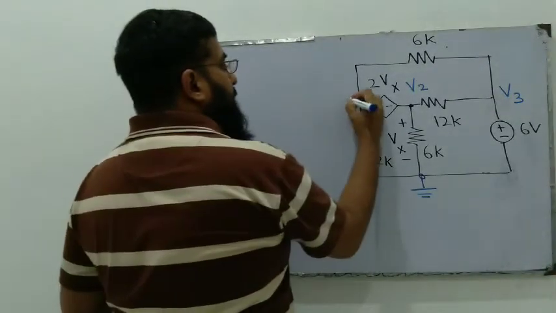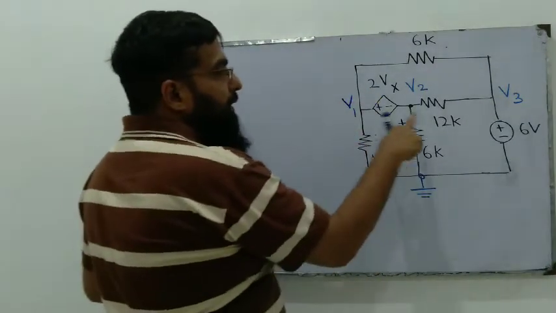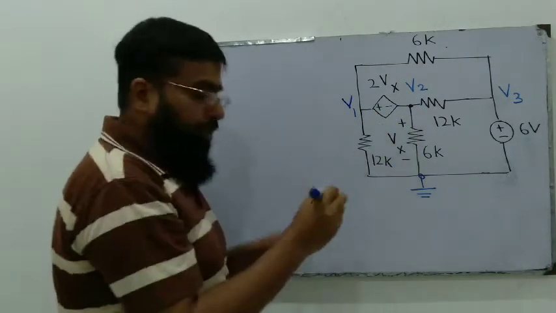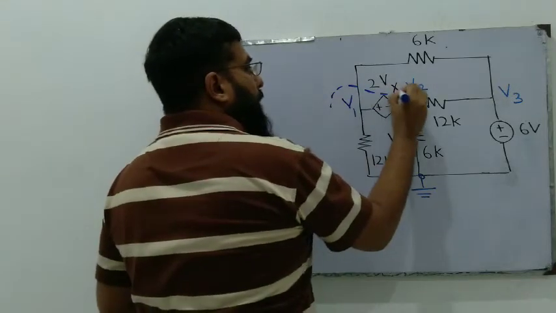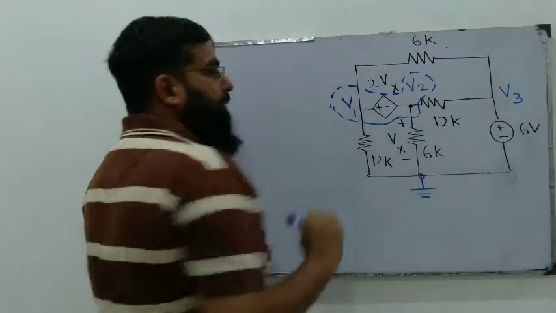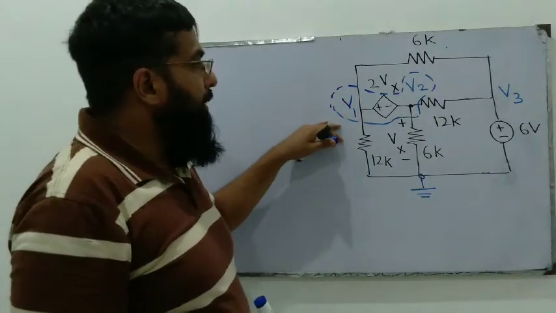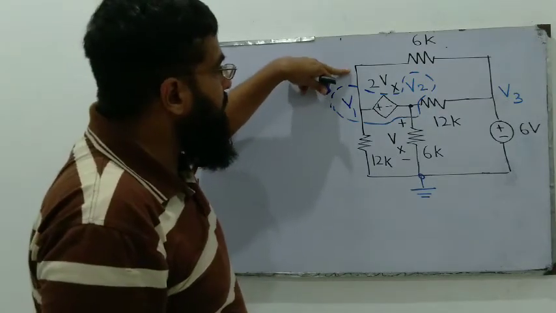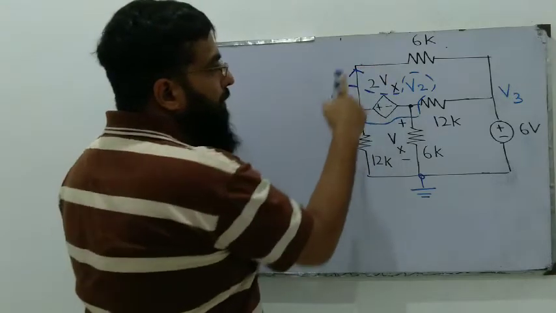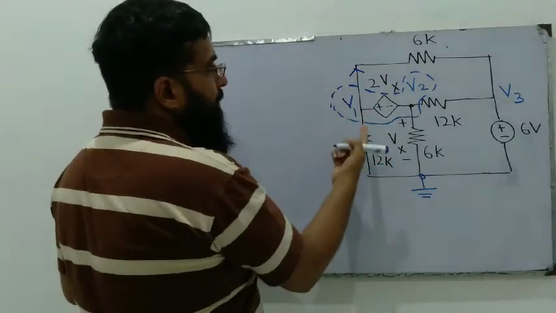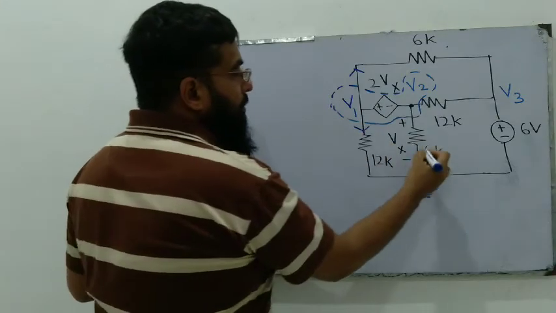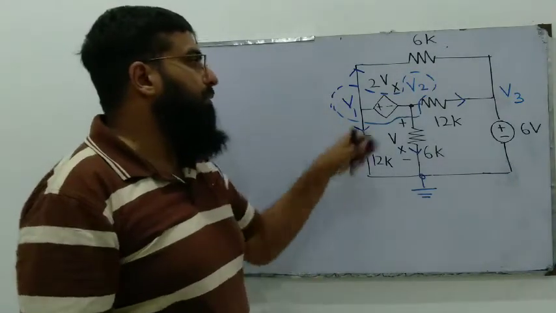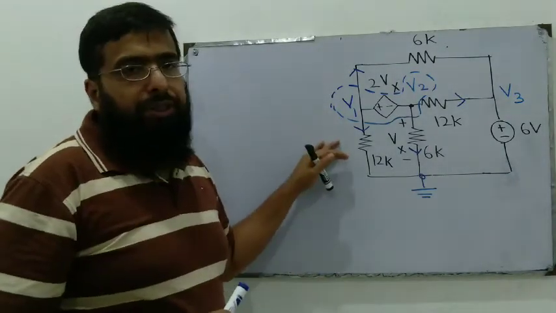First we have to identify the supernode. Since between node 1 and node 2 we have a dependent voltage source, we will make a cloud around it to make it a supernode, and then we'll identify the branches that are externally connected to this cloud. The current will be assumed going away from this cloud in this branch, this branch, this branch, and this branch. These are the four branches connected outside of this cloud. Let's write the equation for this supernode.